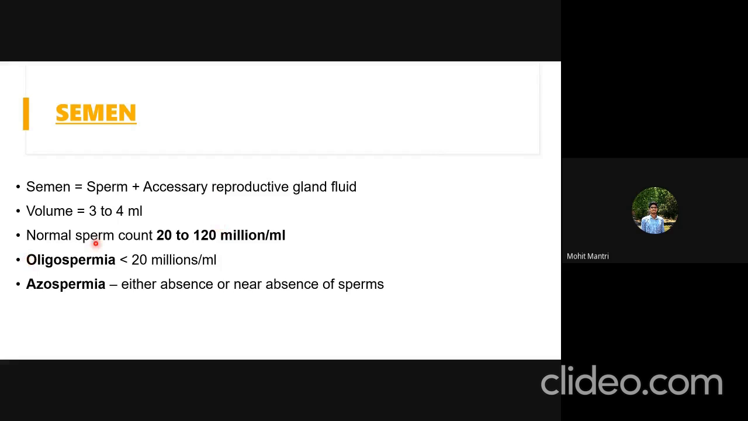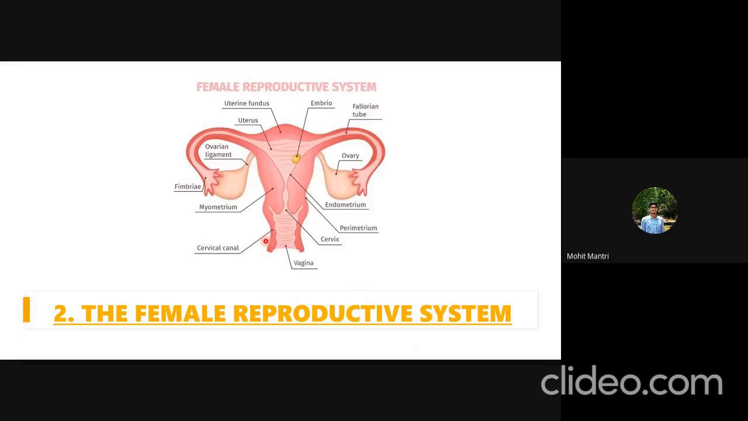Now, the normal sperm count in the semen is around 20 to 120 million per ml, and in a condition known as oligospermia, the sperm count is reduced and is less than 20 million per ml. And in case of azoospermia, there is either absence or near absence of sperm in the semen.